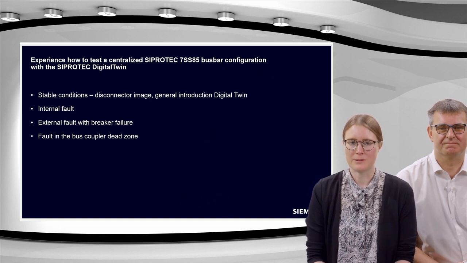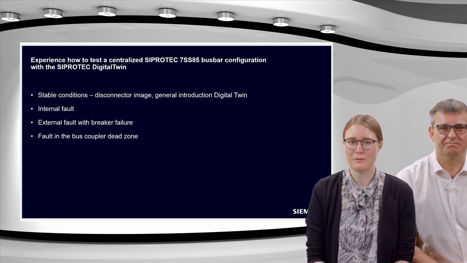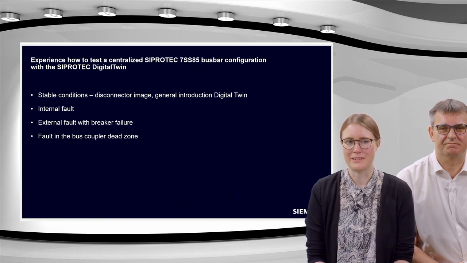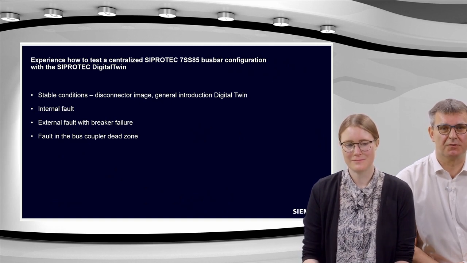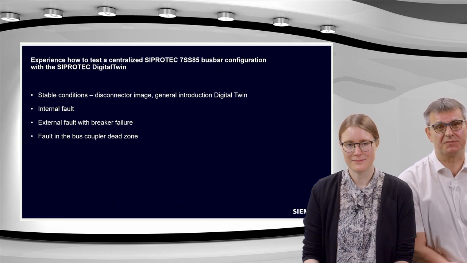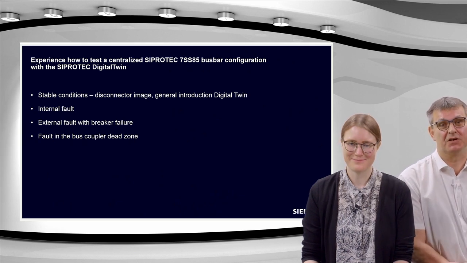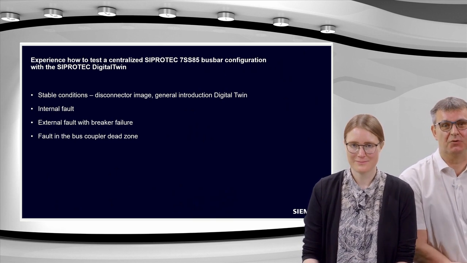And then I will come to some fault scenarios. I want to start with an internal fault scenario, then come to an external fault with breaker failure protection, and then come to a fault in the bus coupler dead zone. And it will be a very good repetition of the explanation of the different algorithms, of the 1 out of 1 algorithm, of the 2 out of 2 algorithm, and also how the circuit breaker failure protection will work.